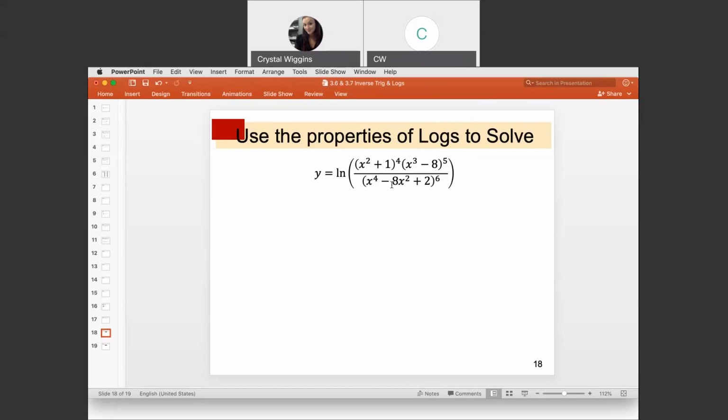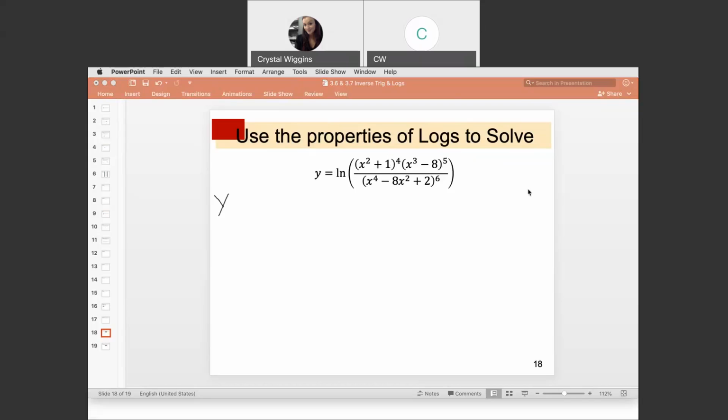So what I'm seeing is inside this log, we have a product and we have a division. So remember, if there are things being multiplied inside of a log, we split those up to individual log calculations with an addition between, and the division would be a subtraction. So first, let's rewrite the products and the quotients.